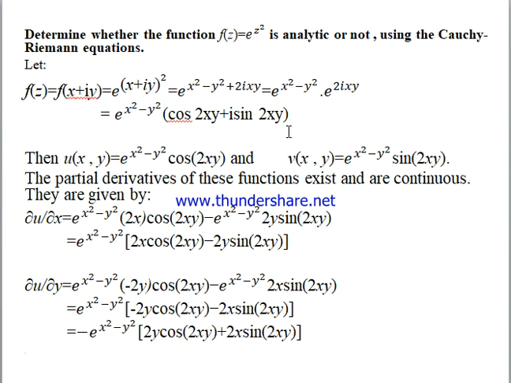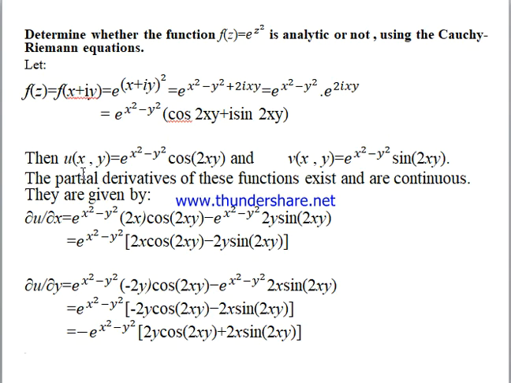And we can easily separate the real and imaginary parts here. u = e^(x² - y²) cos(2xy) and v(x, y), the imaginary part, is e^(x² - y²) sin(2xy). So e^(x² - y²) is multiplied with both the real and imaginary parts of cos 2xy + i sin 2xy. That's why we can write u and v. After that, go to the partial derivatives.